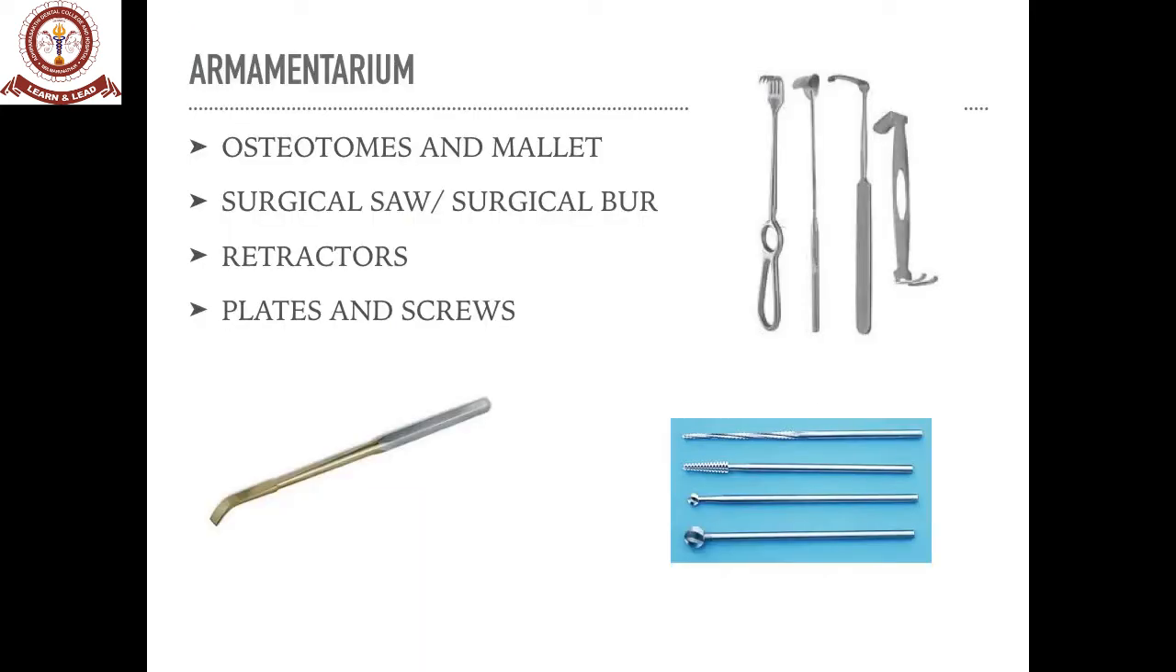So what is the armamentarium required for these surgeries? We need to have the osteotome, the mallet, the surgical saw, the surgical burrs, retractors, plates and screws. Okay, so with these, and then the regular surgical instruments, we need to have the BP blade, handle, periosteal elevators, all these allied instruments for the surgery.